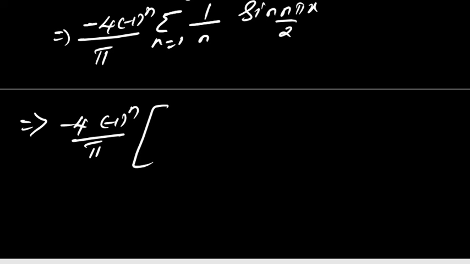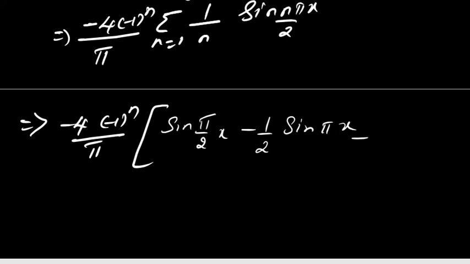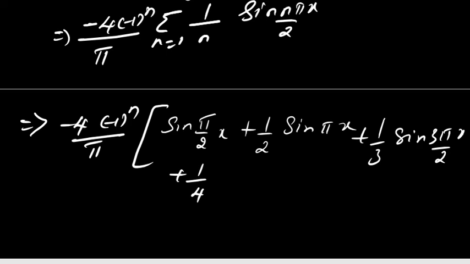So n is 1, so it is 1 by 1 sine pi x by 2, minus 1 by 2 sine, 2 cancels out, so it is pi x. Put n is equal to 3. This is plus 1 by 3 sine 3 pi x by 2, plus 1 by 4 sine 4 pi by 2, which is 2 pi x, and so on.